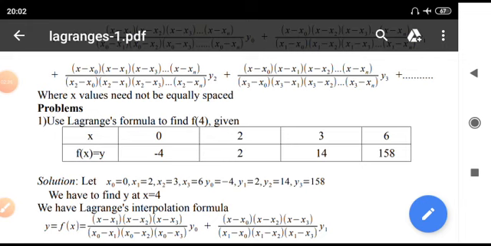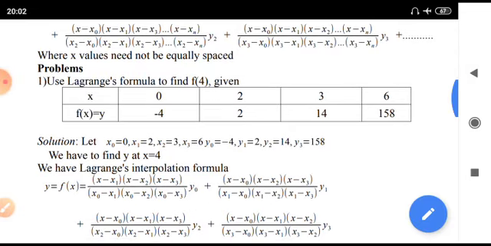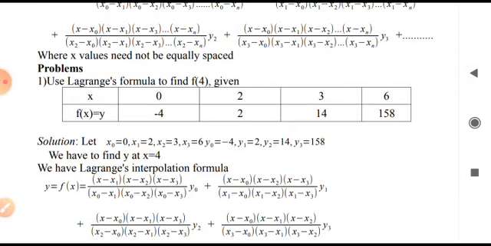Dear students, now we will work out the problems. First problem, use Lagrange's formula to find f of 4. Given x and f of x values are 0, 2, 3, 6. You can observe that here x values are not equally spaced. That is, the difference x1 minus x0 is 2, x2 minus x1 is 1, and x3 minus x2 is 3. So here x values are not equally spaced, so we use Lagrange's formula.